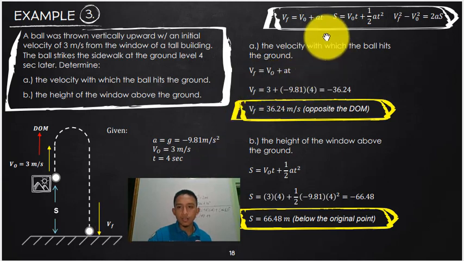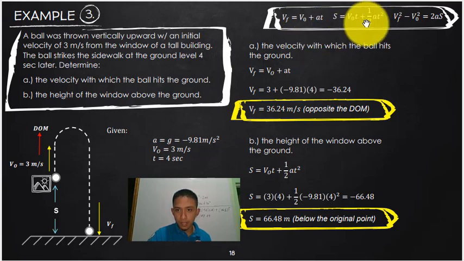So what are you going to use? What do we have? VO and T. And A, you can make use of this. This is the simplest equation. So can you use the other one? Actually, you cannot use that since S is unknown. Here you have your VF, but you have the S unknown, so you cannot use that one. You only use this one.